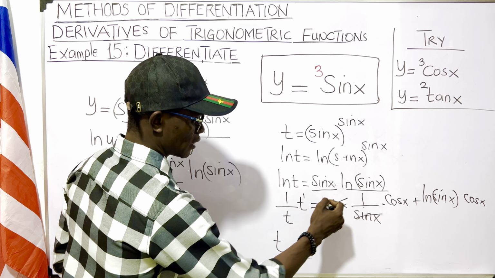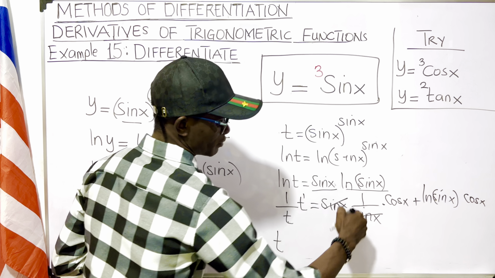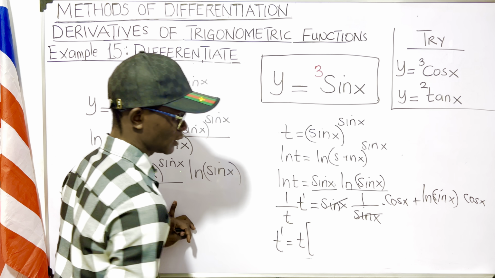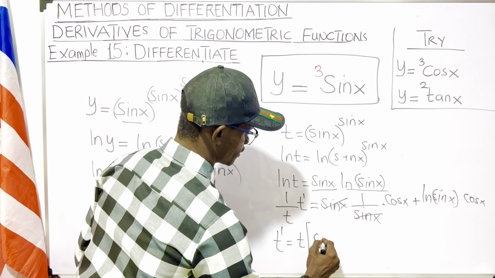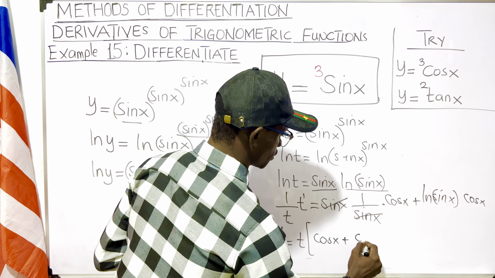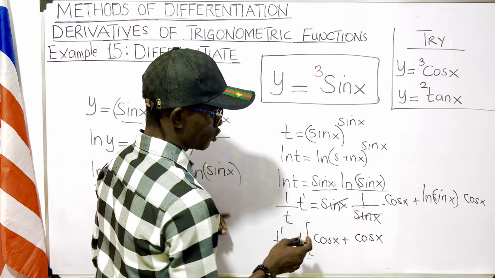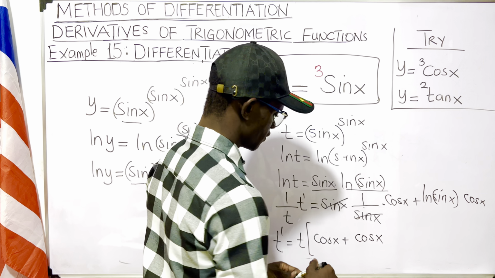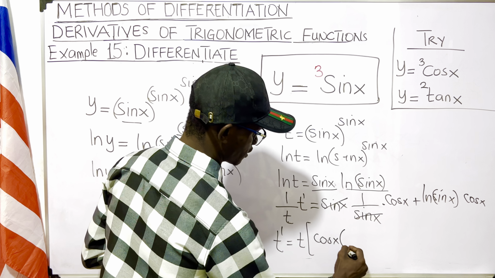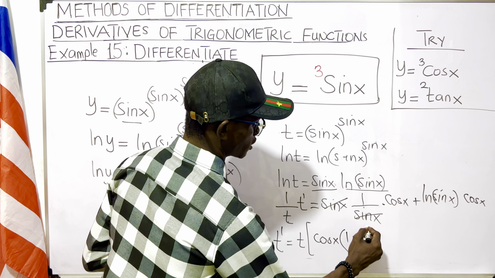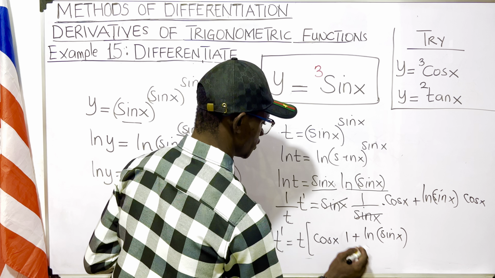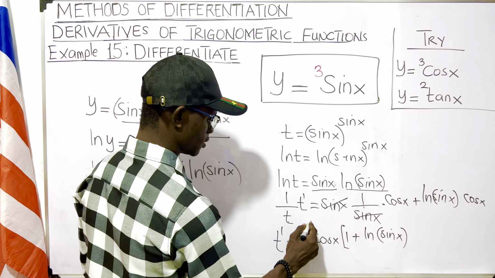Now this t can be multiplied by this expression, right? So it's t prime equals t. Let's put it in brackets like this. This is now cos of x plus this is cos of x. So we see that cos of x and cos of x, so we can just factor out cos of x. So if cos of x is factored out, you have cos of x times 1 plus ln of sine of x. So just use this like this.